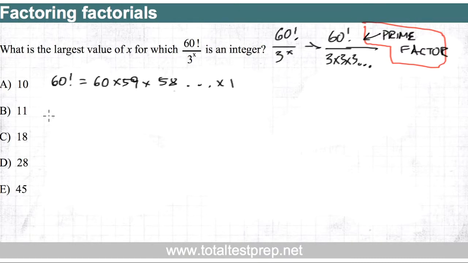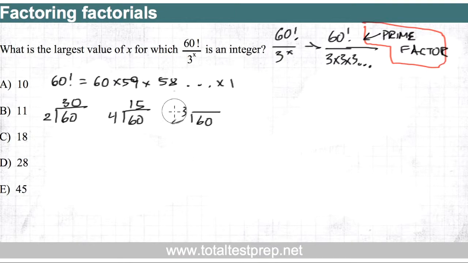And we ask ourselves, how many times does 2 go into 60? Well, 2 goes into 60 30 times. Then we ask ourselves, how many times does 2 squared go into 60? Well, 2 squared is 4, so what I'm really asking is, how many times does 4 go into 60? And that's 15. Then we ask ourselves, how many times does 2 cubed go into 60? Well, 2 cubed is 8, and 8 goes into 60 7 times with a remainder of 4.